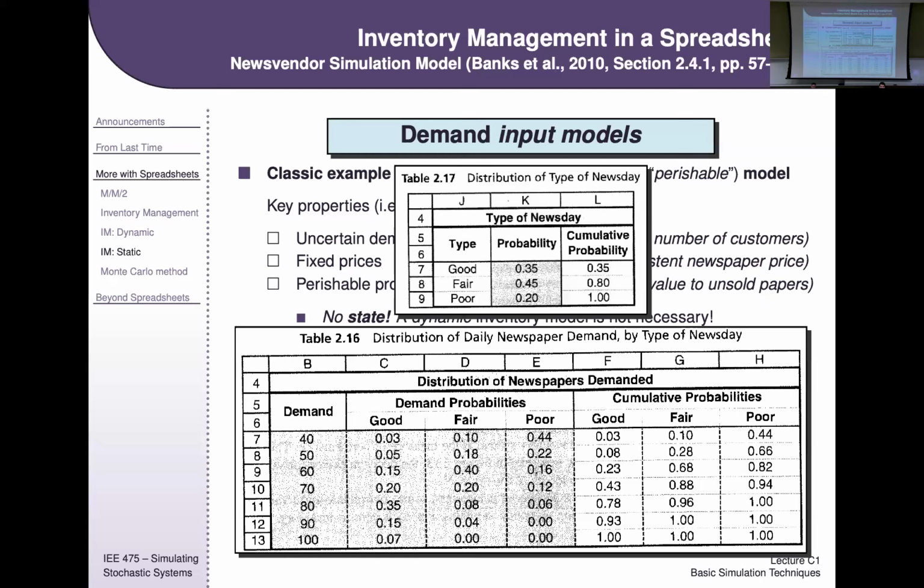So it's a two-stage input model where you have to decide what type of news day it is before you can figure out how much demand is in that news day. So it's a very complex input model, but it is much more realistic.